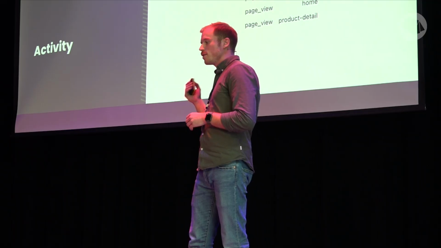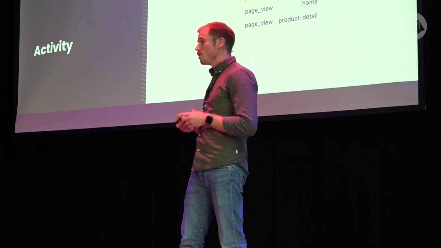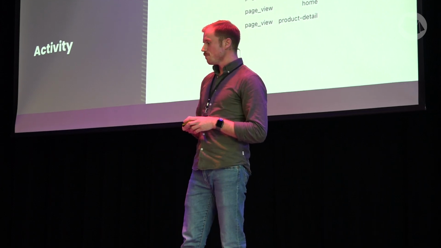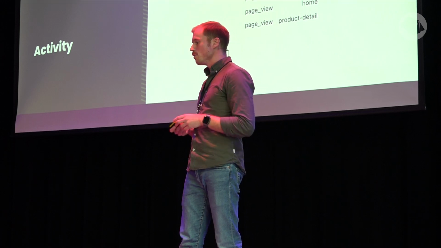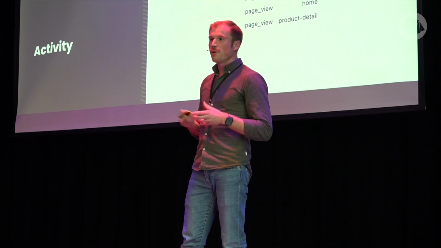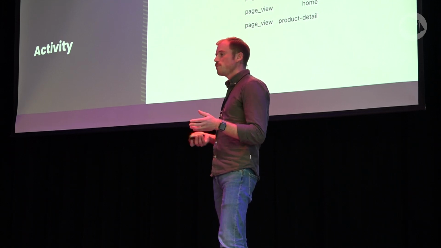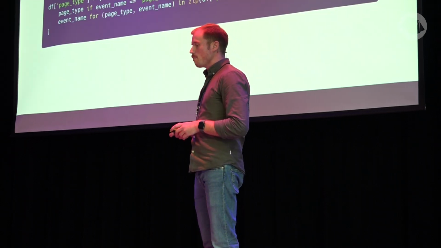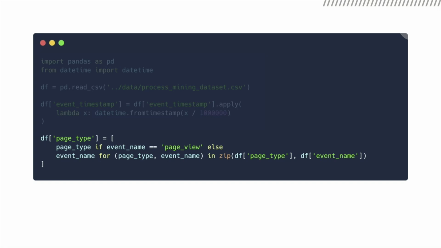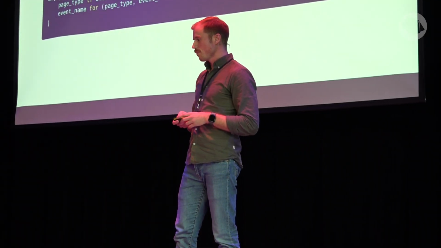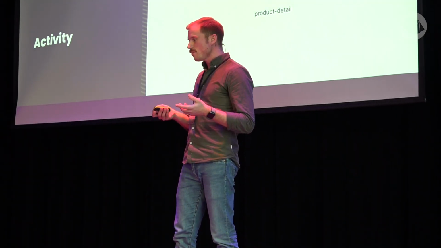But for some cases, the page type had no values. So in those cases, we basically wanted to fill them with the event names. So we needed a combination of page types and events. And with Python, we could easily do it. If the event name was page view, we would just use the page type. In all other cases, we would just use the event name. And this gave us the data we needed.